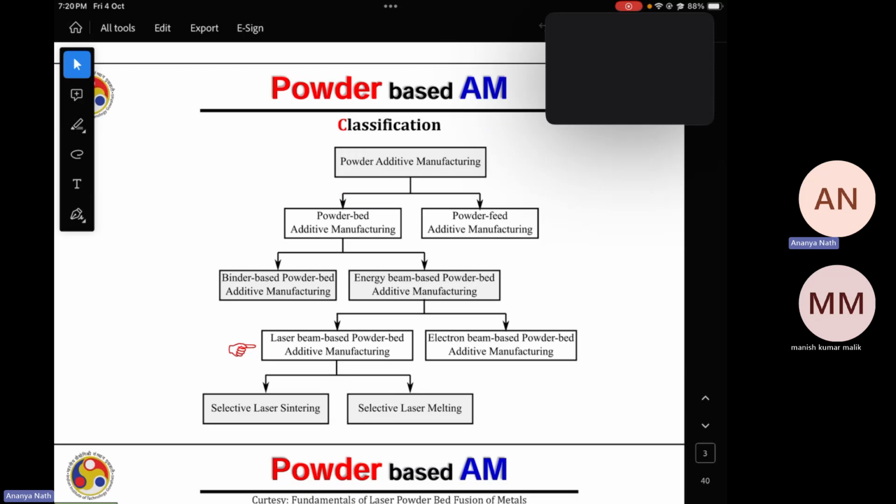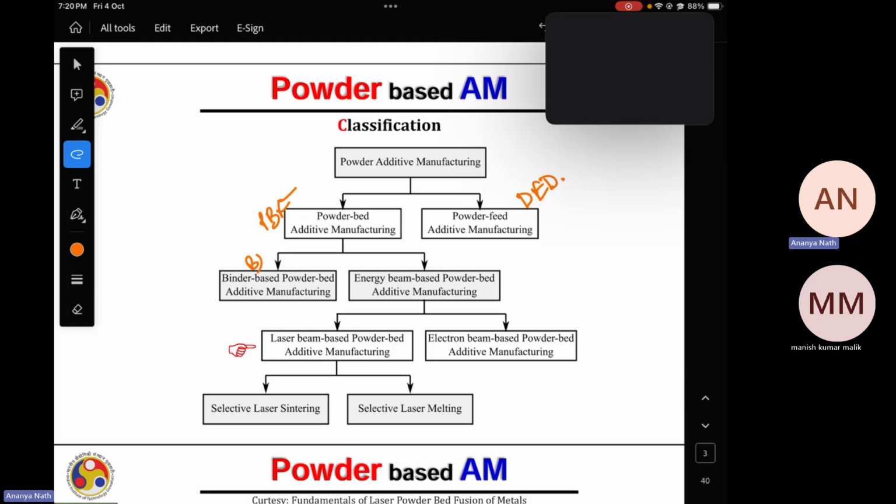So in case of powder additive manufacturing, let's go one by one with the picture. Powder based additive manufacturing includes, first, powder bed additive manufacturing where you spread the powder, and after that comes powder fed additive manufacturing, for example DED, where powder is fed from the nozzle along with the laser. Now in case of powder bed we can have binder jetting and PBF. Okay. And in case of powder fed, only DED is there.